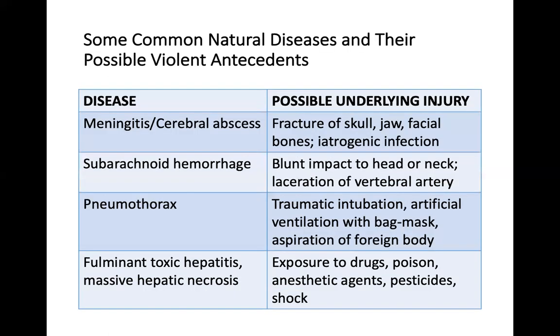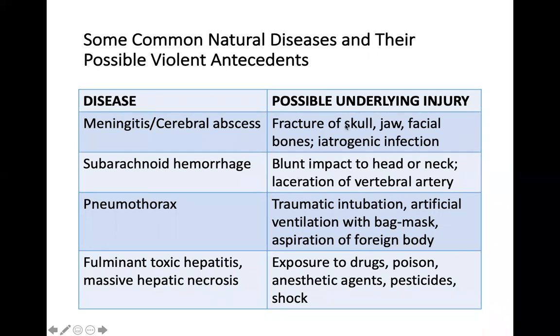Alright, no, joke lang. Okay, so these are some of the common natural diseases and their possible violent antecedents. So remember, this is very passing only. I'm just going to show you, for example, meningitis. So you had meningitis, a cerebral process. So remember, disease, right? This is a natural manner of death. But it can become unnatural.